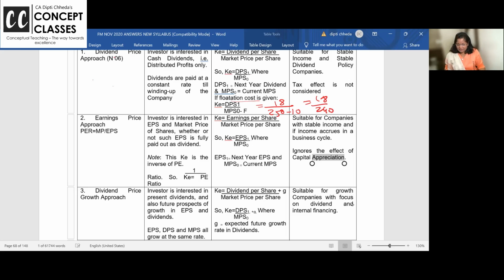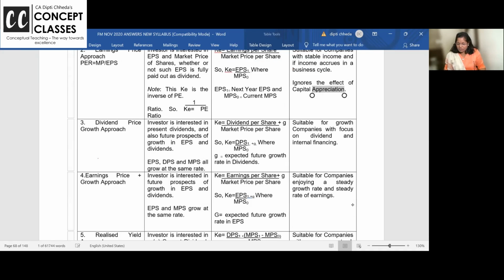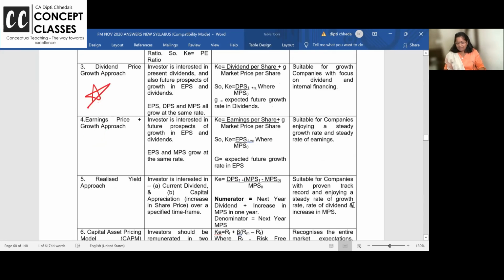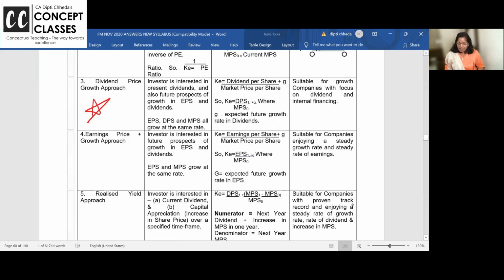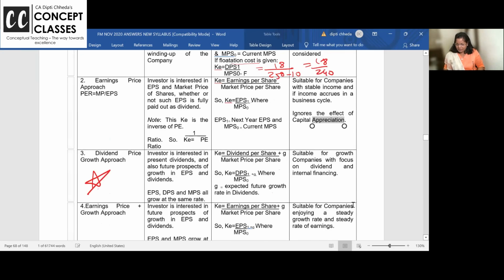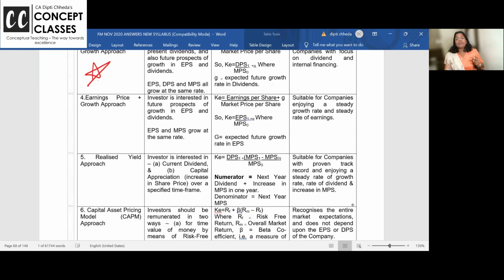Divide by MPS0. Dividend price growth approach is the same formula. DPS1 by MPS0 into 100 and all the same, plus growth. Plus growth rate is the percentage which is added. If nothing is given in the exam, out of the 5 formulas I am teaching, you have to use this formula. Earning price approach, same. Earning divided by market price into 100 plus growth percentage. Growth percentage is directly added. If this is 18% DPS1 by MPS0 plus 2% growth rate, so 20%.